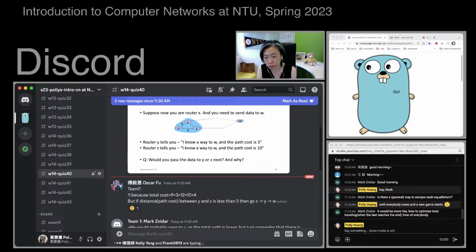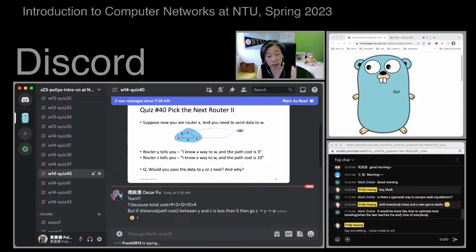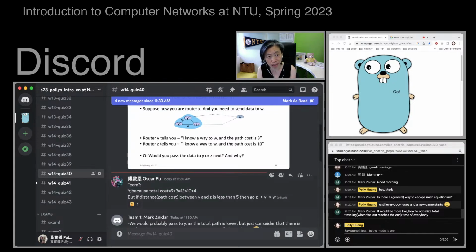The cost from y to w is 3, but the link cost from x to y is 9. So altogether, from x to w going through y is 12. And z here says the path to w is going to be 10 plus xz, 14. So x can actually reach w through z this time, but the total cost is higher than the total cost going through y. And this is the best information you have, and therefore you made the best decision going through y. Very good.